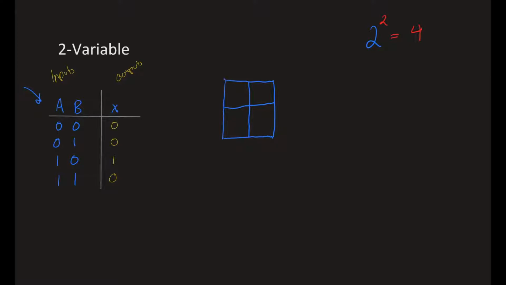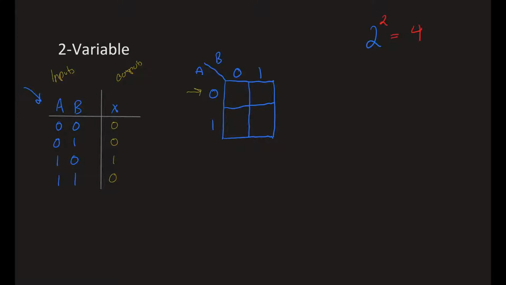Outside of that, we draw a little line here, and we say that A is represented on the vertical axis, and B is on the horizontal axis. I put a 0, I put a 1, I put a 0, and a 1. And then we fill it out just like the truth table. Before I do that, let me make sure everybody understands this.